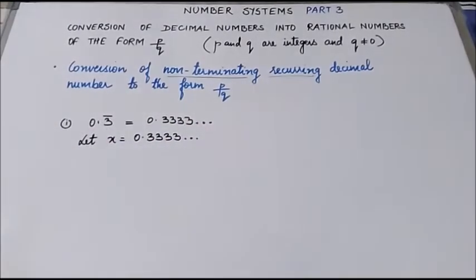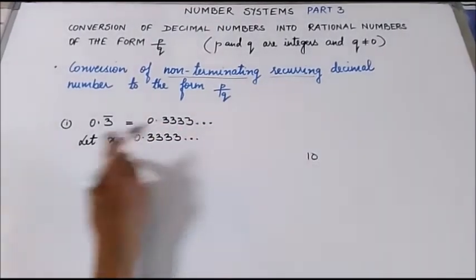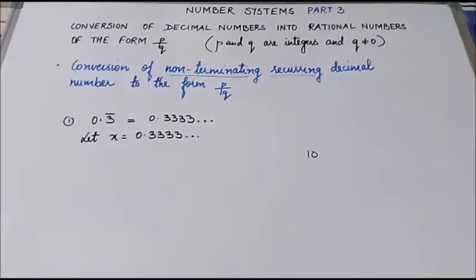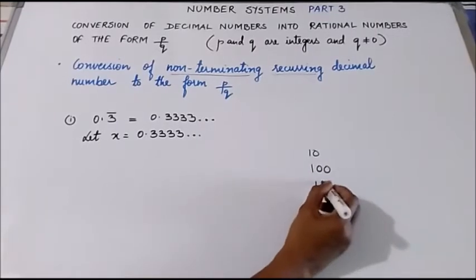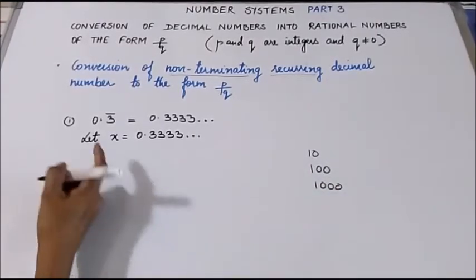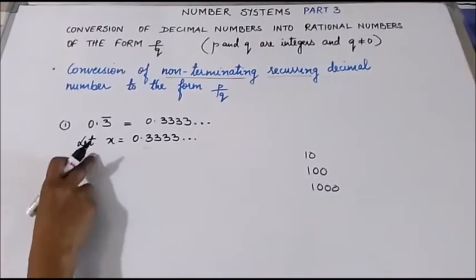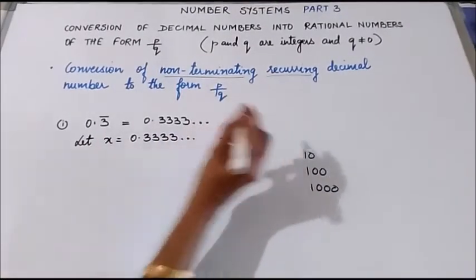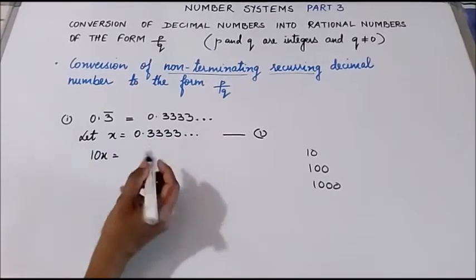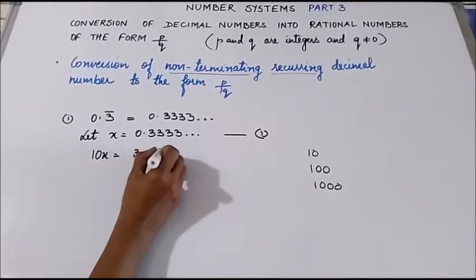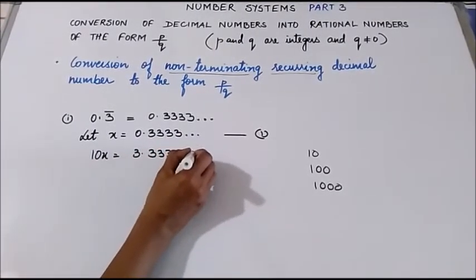Under the bar, how many digits are there? 1. So we multiply by 10 on both the sides. If under the bar there are 2 digits, then we multiply by 100. 3 digits means we will multiply by 1000 and so on. So multiplying 10 to both the sides of statement 1, we get 10x equal to 10 multiplied by the given number, which gives us 3.3333.